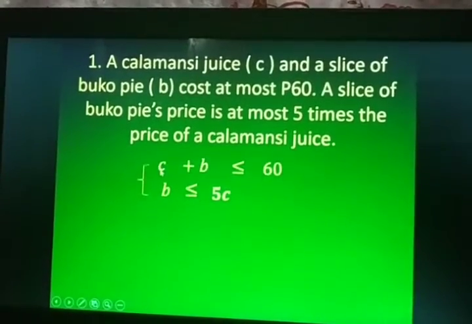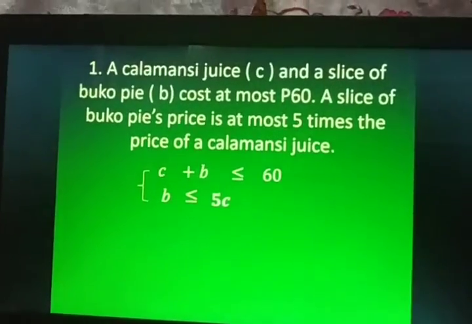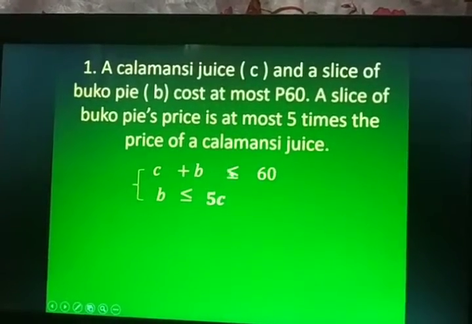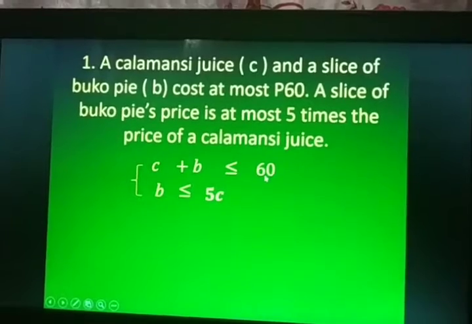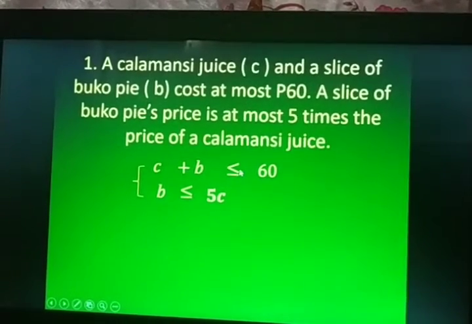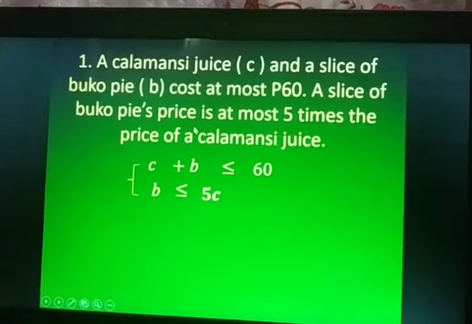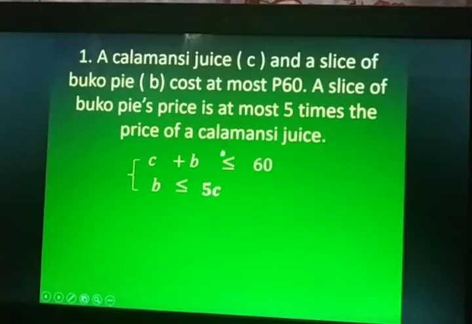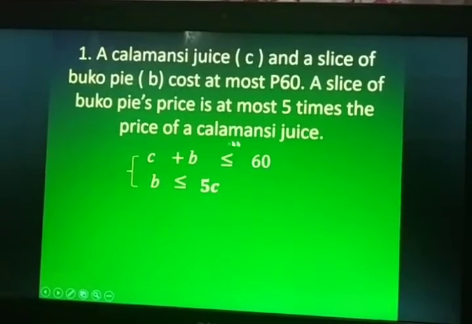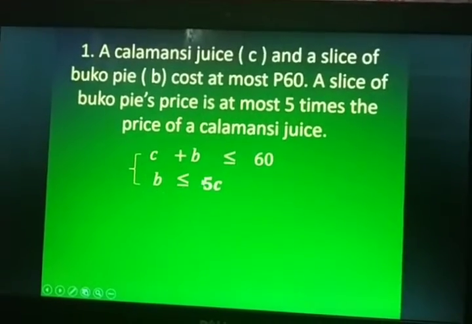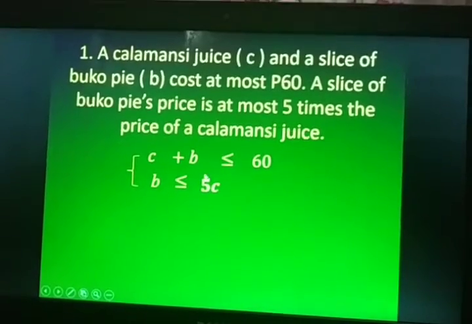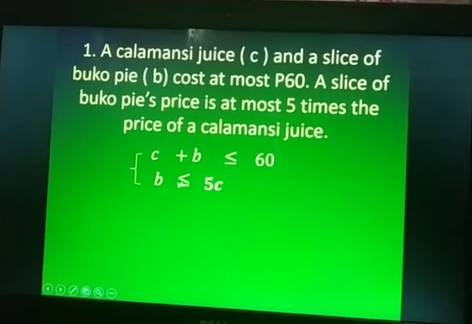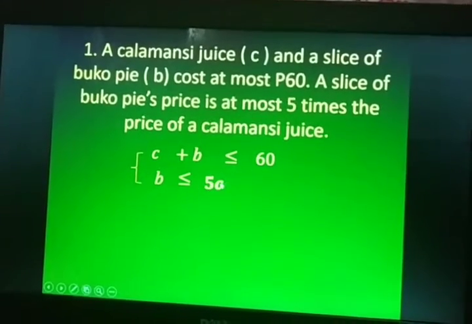One calamansi, and one slice. So C plus B is at most, less than or equal to 60. At most denotes less than or equal to. A slice of buko pie's price, as given, class, one slice of buko pie's price is at most 5 times the price of calamansi juice. So that's B is less than or equal to 5C.